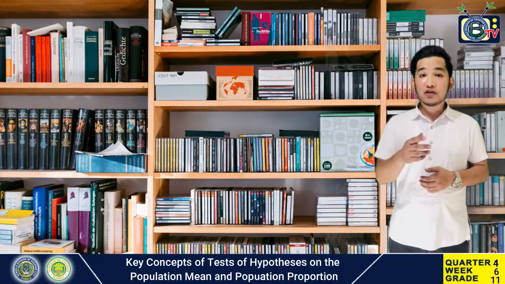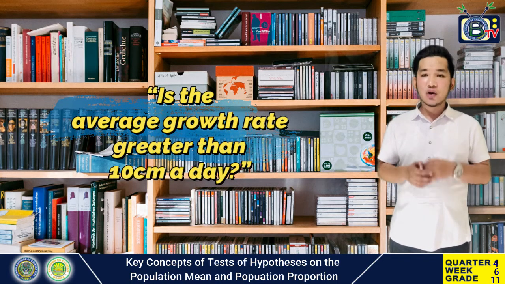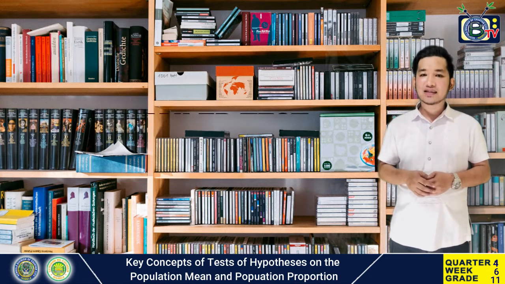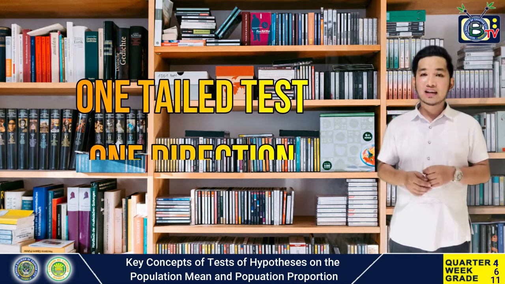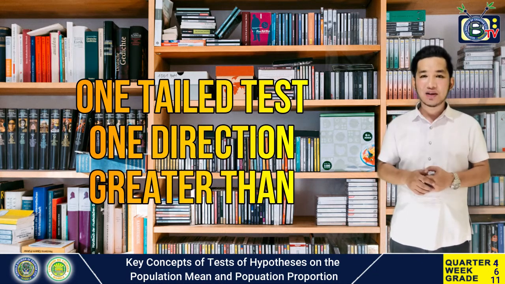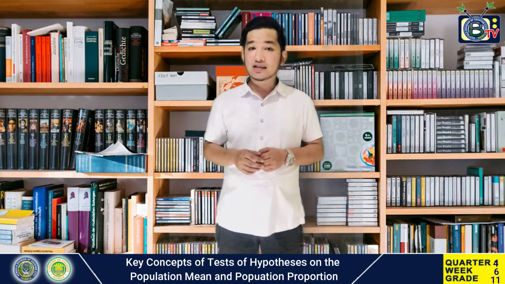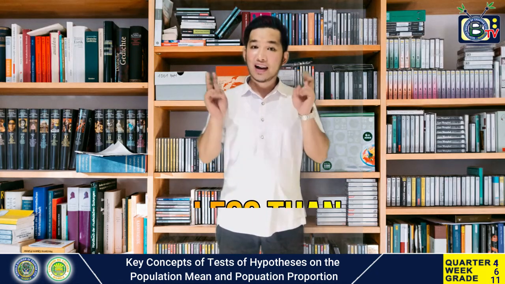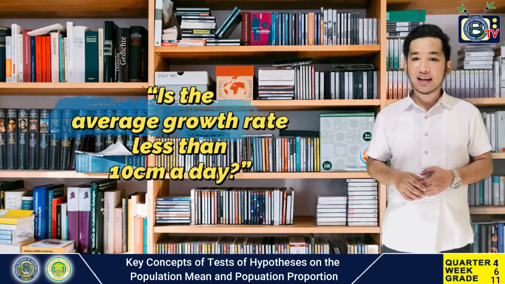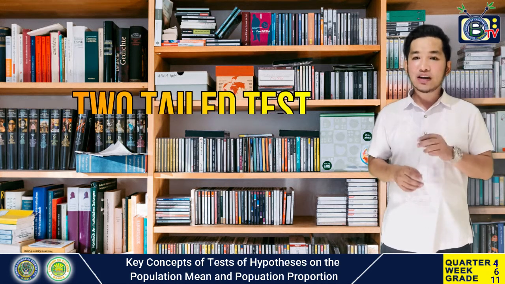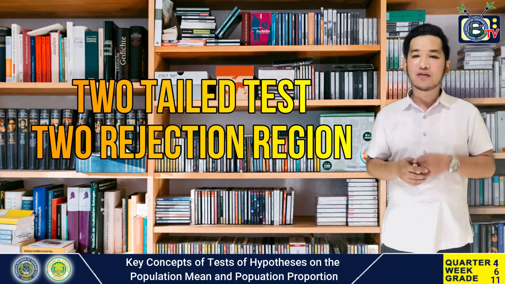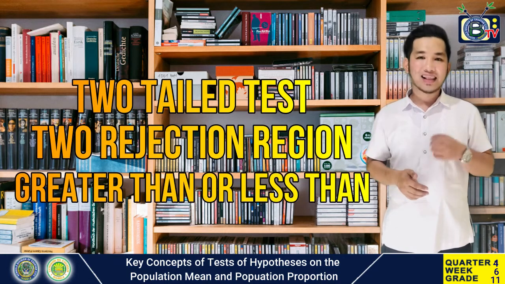For example, if your statement asks, is the average growth rate greater than 10 cm a day? That is a one-tailed test because you are only interested in one direction because of the words greater than 10 cm a day. You could also have a single rejection region for the words less than. For example, is the growth rate less than 10 cm a day? A two-tailed test with two rejection regions would be used when you want to know if there's a difference in both directions, greater than and less than.